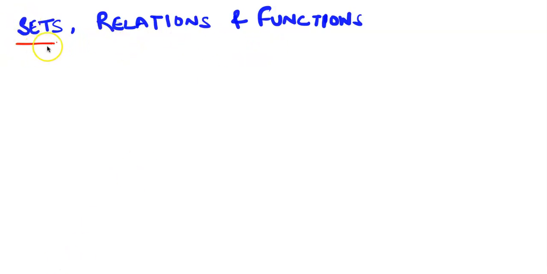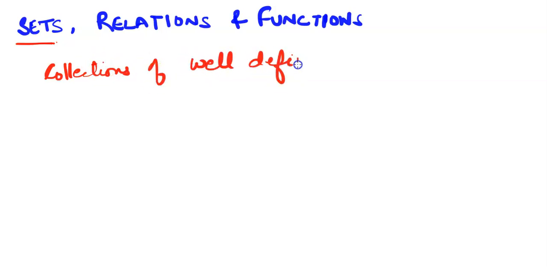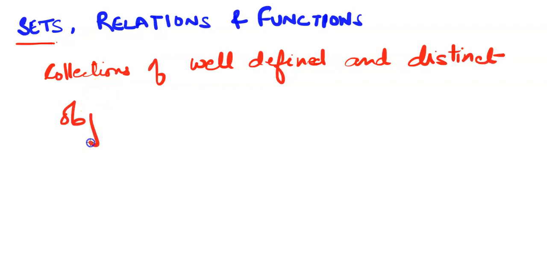So how do we define sets? A set is nothing but a collection of well-defined and distinct objects, right? So there are a few things you should consider. It's well-defined and distinct.